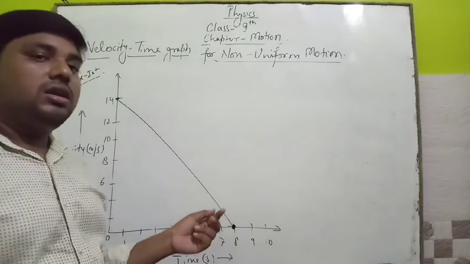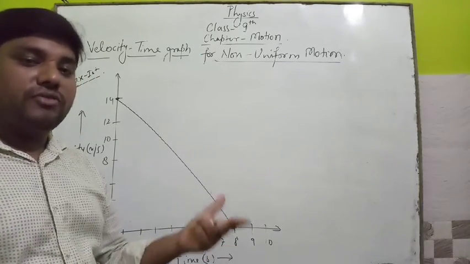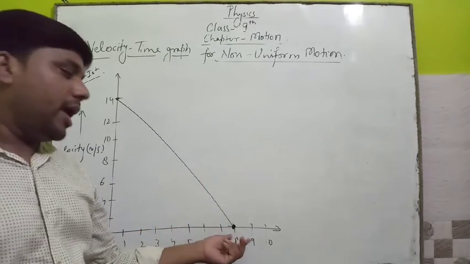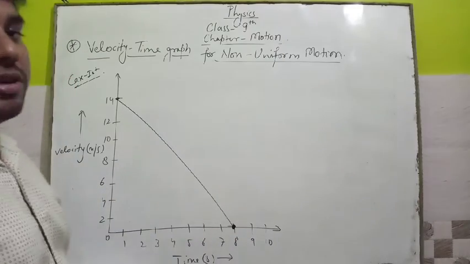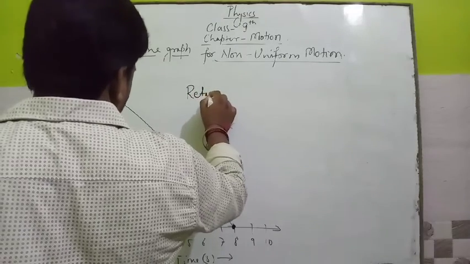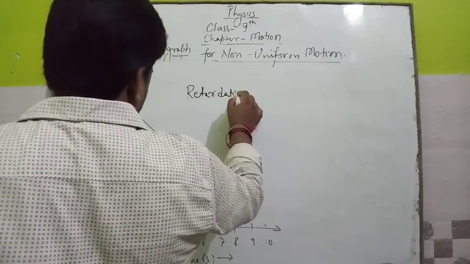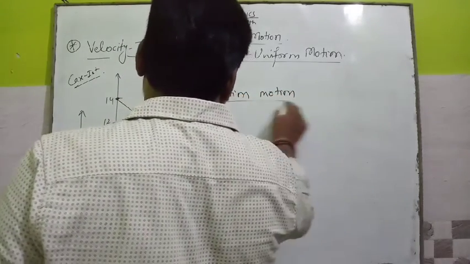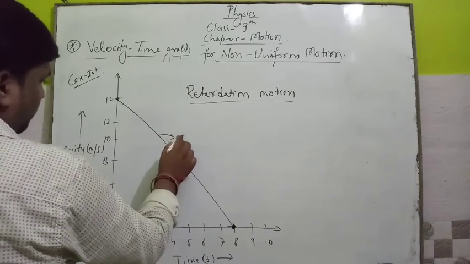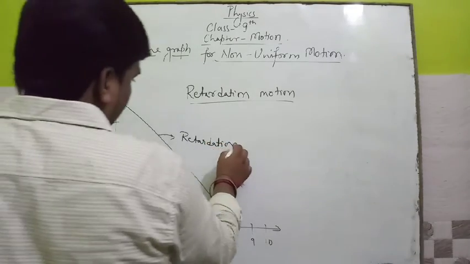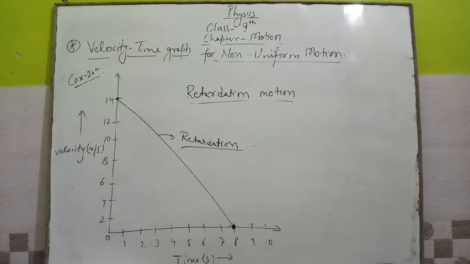After 8 seconds means ब्रेक लगाने के बाद वो ऑब्जेक्ट फाइनली क्या होता है? फाइनली वो रेस्ट पोजीशन में आता है, रुक जाता है. उस समय उसकी वेलोसिटी, at that time the velocity of that object is 0 meters per second. Clear? And a special name is given: retardation motion. This slope gives retardation, which is the reciprocal of acceleration. Clear? Understood?